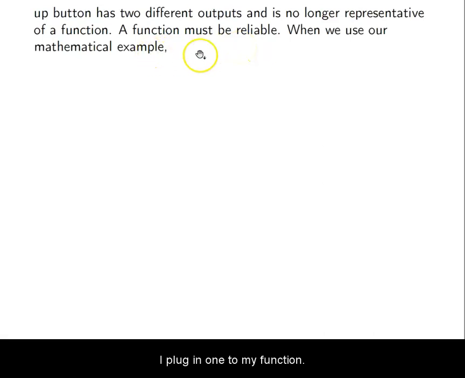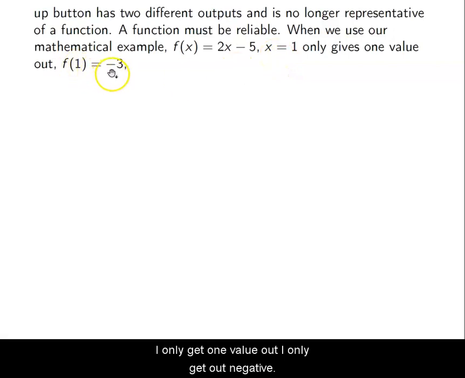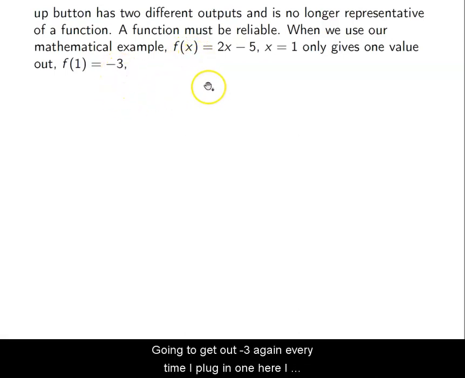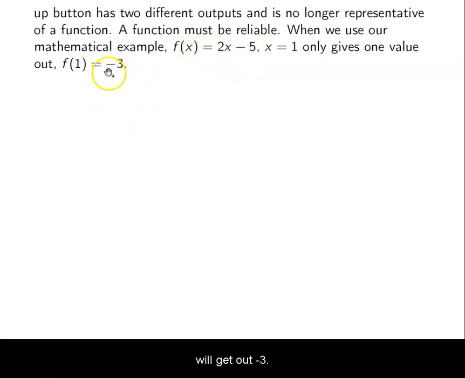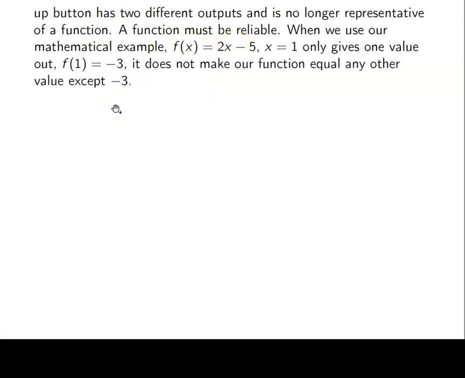If I plug in 1 to my function, in this case, I only get one value out. I only get out negative 3. If I plug in 1 again to this function, I'm going to get negative 3 out again. Every time I plug in 1 here, I will get out negative 3. My function is reliable. It always works. It always gives me the same thing out. I will never plug in 1 to this and get something else out.